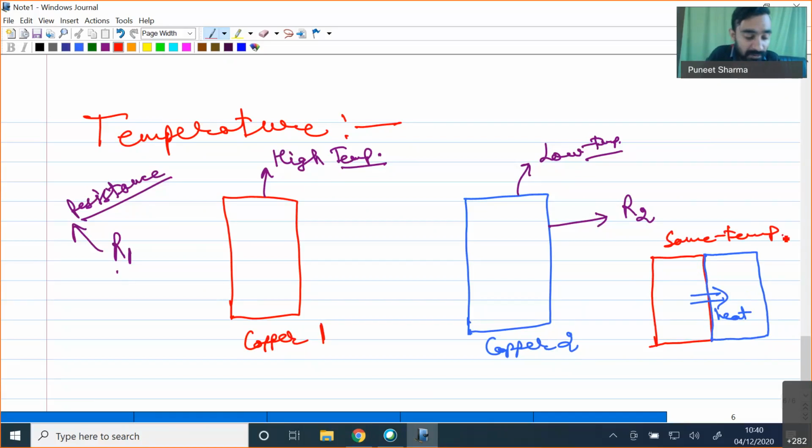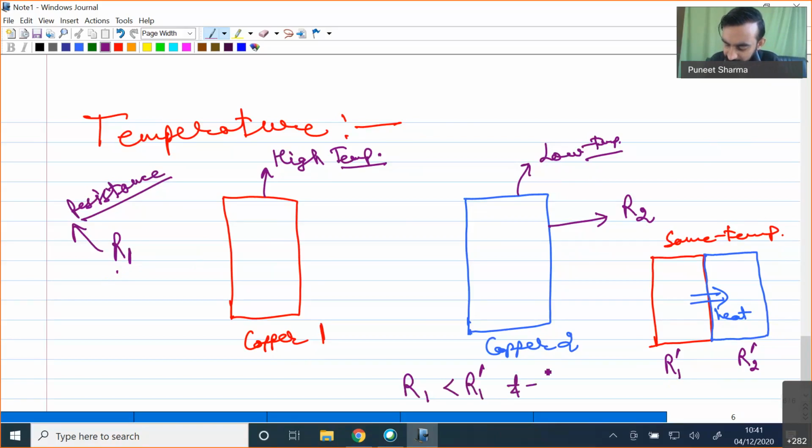Now corresponding to this same value of temperature, if I once again measure the resistance, let us consider that for block 1 I have got resistance R1 dash, and for block 2 I have got resistance R2 dash. Obviously, for the hot block the resistance was low, so once it is cooled, its resistance will increase. So I can clearly say that R1 will be less than R1 dash.